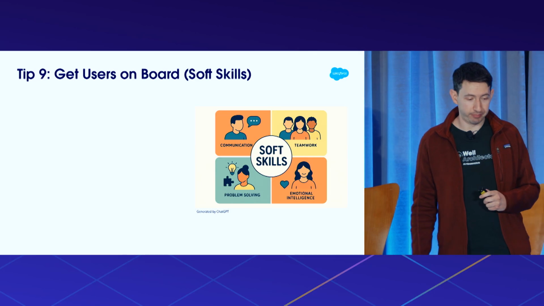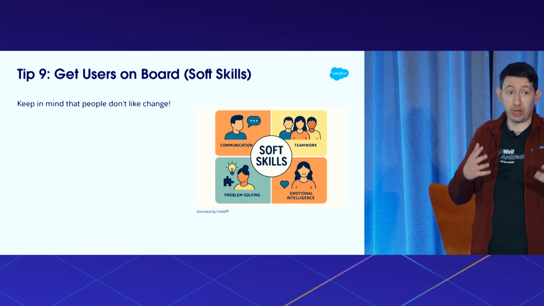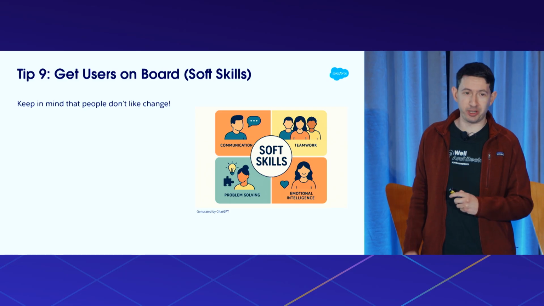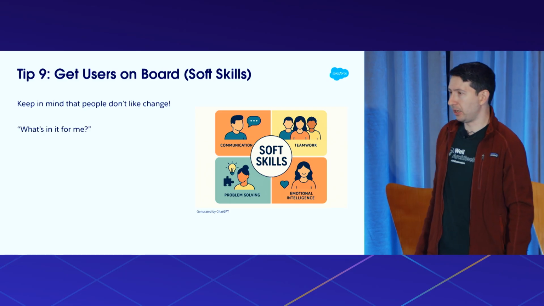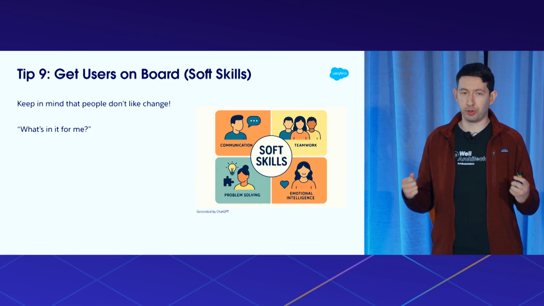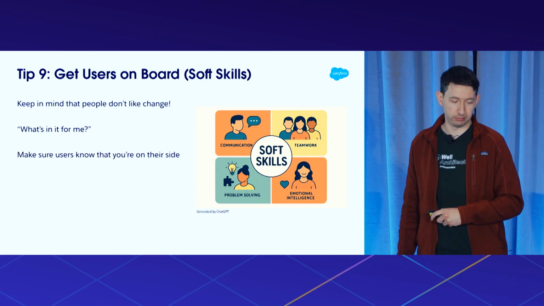So my tip number 9 is getting users on board, right? What you may refer to as soft skills. Keep in mind that people don't like change. I don't like change. I don't know how many people here love change, but most people do not. So how do we get our users on board with what we are building, what we are changing for them, right? Keeping in mind that they probably aren't going to be thrilled about it. Constantly be thinking from a user's perspective. What's in it for me? What are you doing for them? What value are you bringing to them, right?